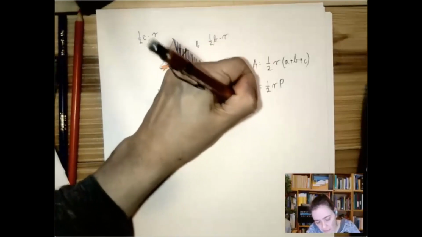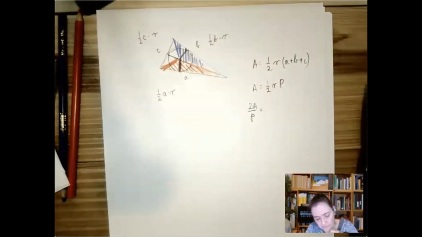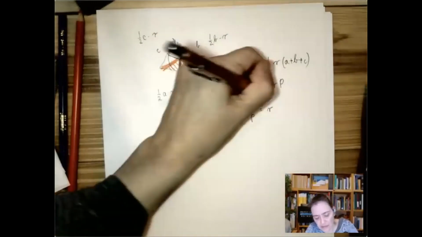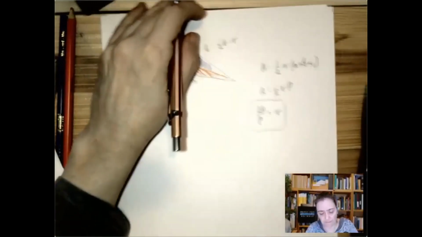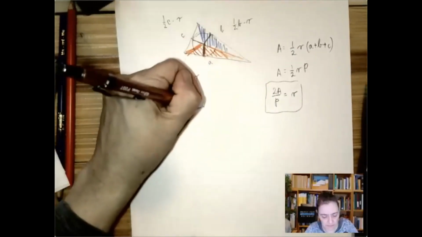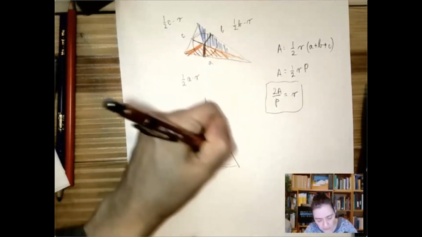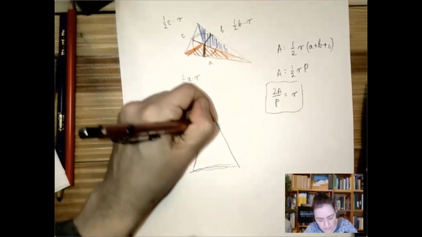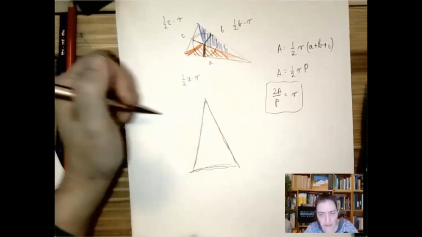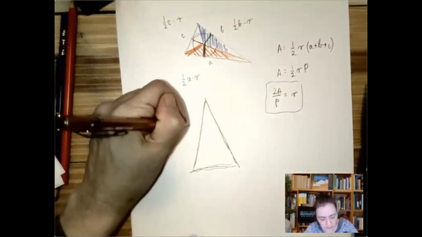So 2A over the perimeter, 2A over P, is the radius. So that's the formula we're going to use for the inscribed circle. We're just going to have to do a little bit of work for the area, right? The three sides are 12, 20, 20.